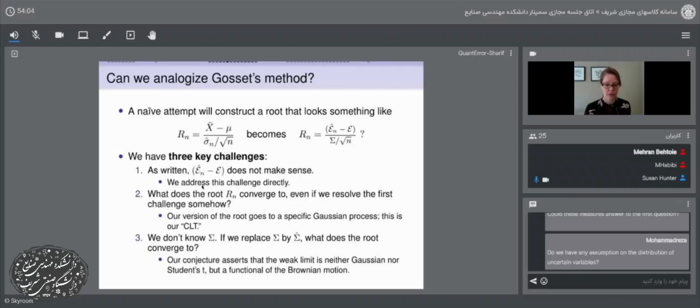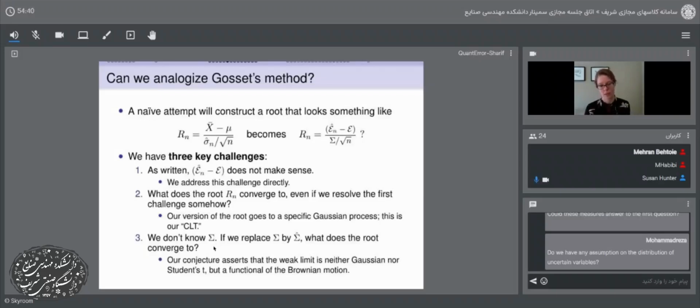So let's suppose that we resolve the first question and we construct a root. Then we want to know, what does it converge to? Can we get an analog of a t distribution or, what kind of central limit theorem, in quotes, might we be able to create that will help us have an asymptotically valid confidence region in this context? So we'll show that our version of the root goes through a specific Gaussian process, and it's our central limit theorem, so to speak.